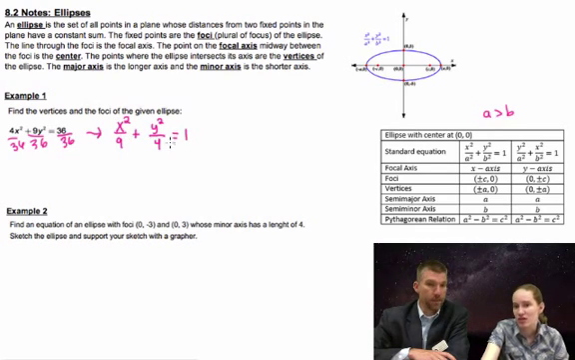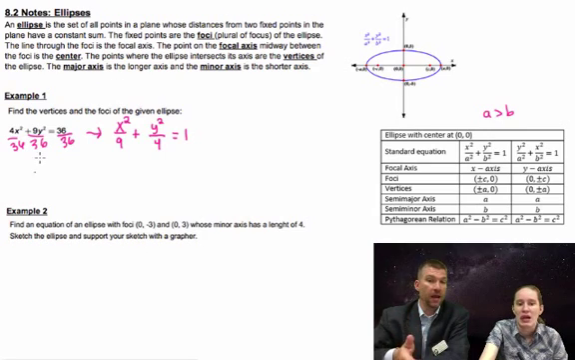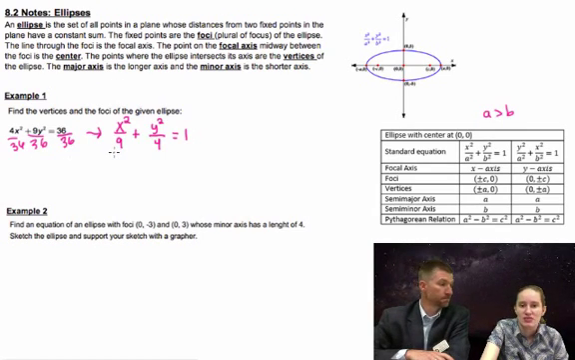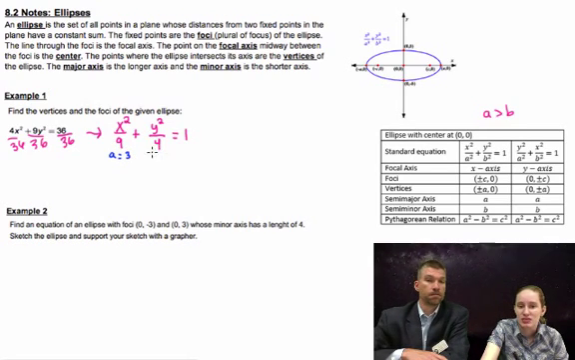So this is a case where the x has the bigger number underneath. So this is the first column. The A is 3. Why is it 3? Because you have to take the square root of the 9, because this is actually A squared. And so B here would be 2.